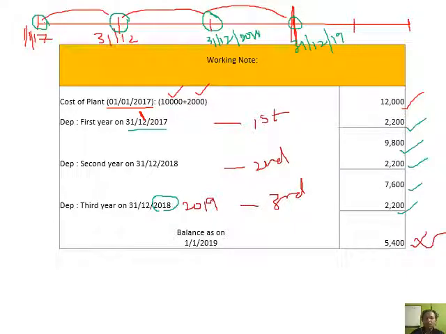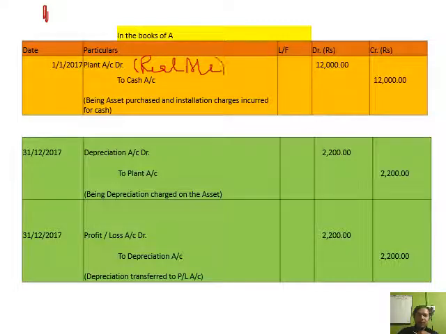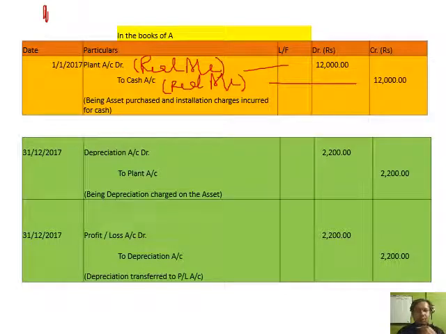So this is the working note and how we generally prepare it. Once the working note is prepared, we go for passing it into the journal. We will pass the journal entry on 1st January 2017, because the machine is purchased on 1st January. It's a real account formula: debit what comes in. Plant is coming in, so plant account debit, and cash is going out, so to cash account. Both are real accounts. This includes the cost of installation, that is 10,000 plus 2,000. So plant account debit to cash account.